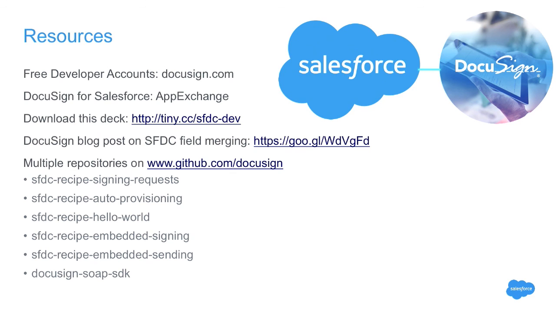Yes? You can use the microphone because otherwise I can't hear you. Thank you. What's the approximate price for DocuSign? It depends on how many envelopes you want to do. We're the leader, and so the lowest price starts at $10 a month.